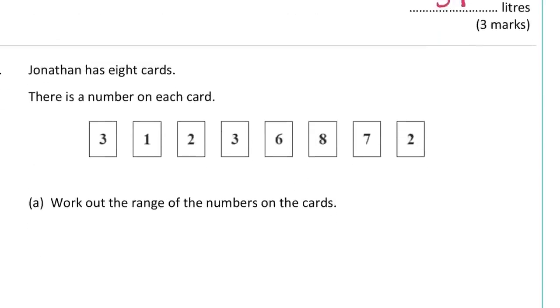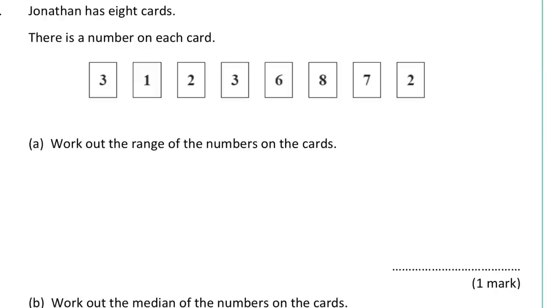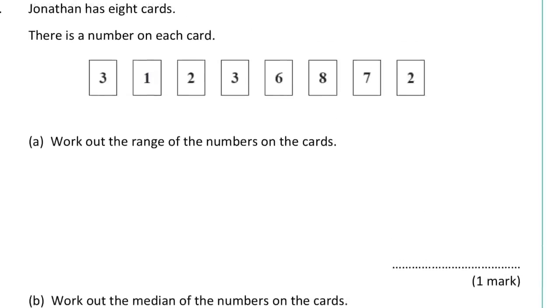On to the next one. Jonathan has 8 cards. There's a number on each card. Work out the range of the numbers on the cards. Well, the range is the distance from the smallest to the biggest, or biggest to smallest, however you look at it. But these cards are not in size order. Now it is going to help to put it in size order because I've just seen that we have to do median for part B. So let's put these in size order and we'll be able to see the smallest and biggest a bit clearer.